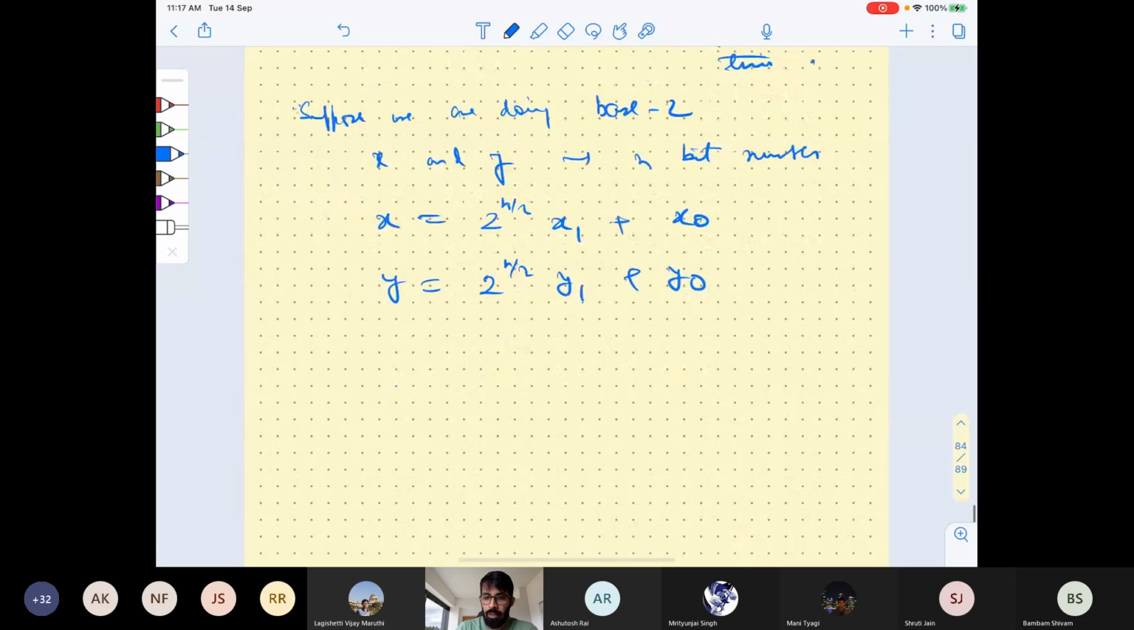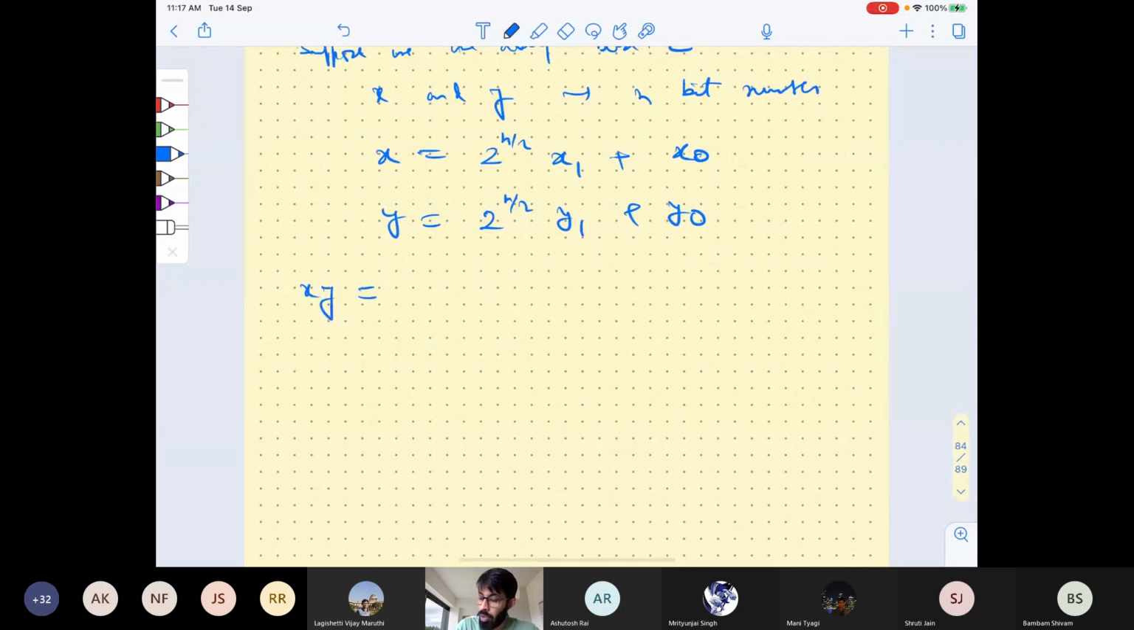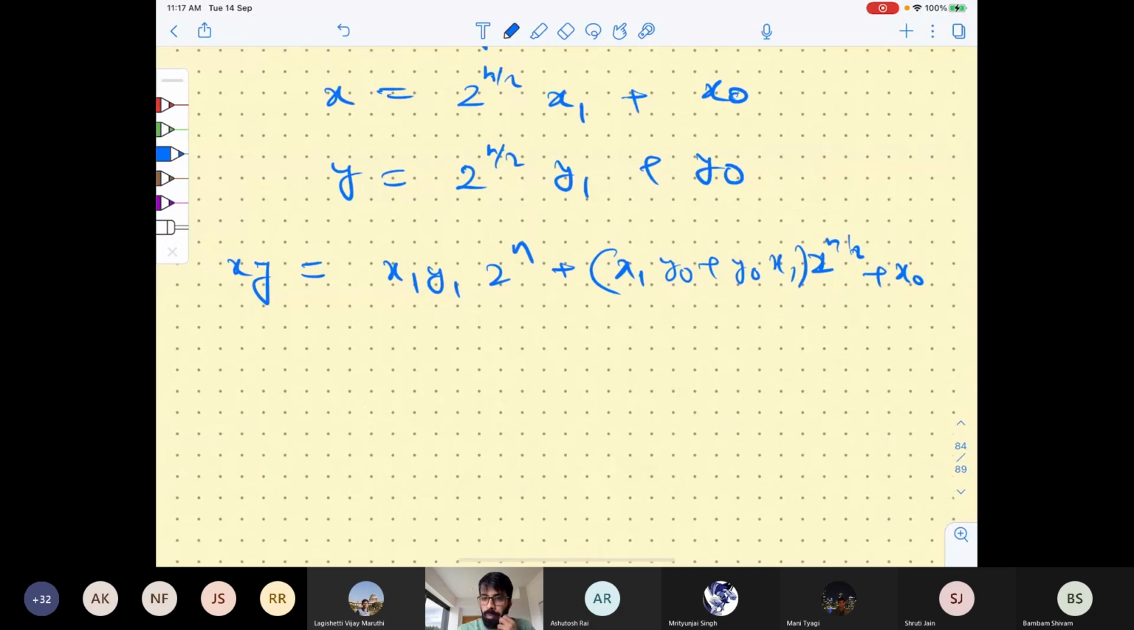So what is going to be xy? What is the number that we want to compute? I'm directly going to write x1 y1 times 2 to the n, plus x1 y0 plus y0 x1 times 2 to the n over 2, plus x0 y0. So I just multiplied these two.